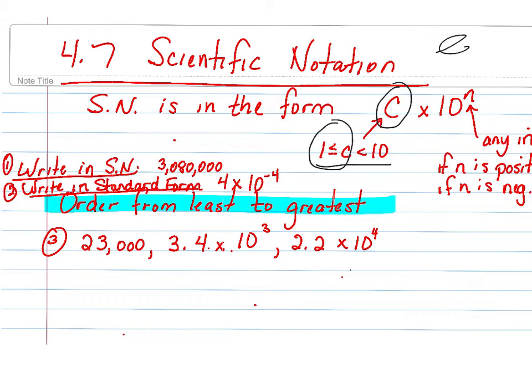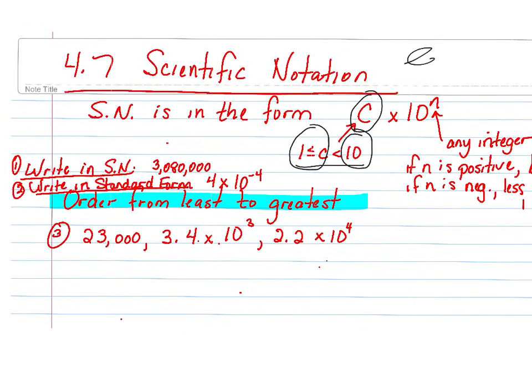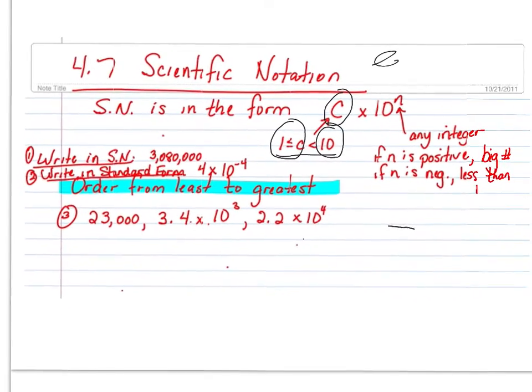Scientific notation takes a really big number or a really small number and makes it base 10. C is the first number. It has to be between 1 and 10. It can be 1, but it cannot be 10. It has to be less than 10. And then you make it times 10 to the n power, where n is any integer.